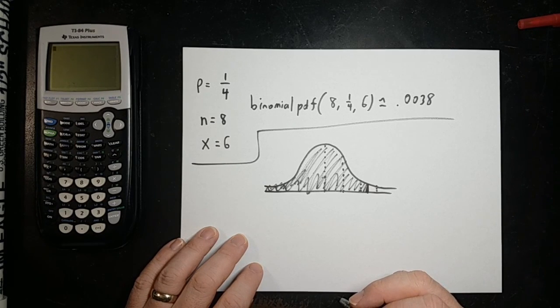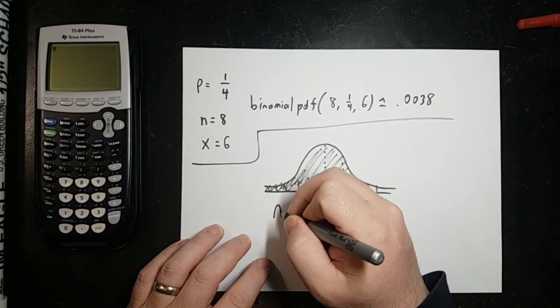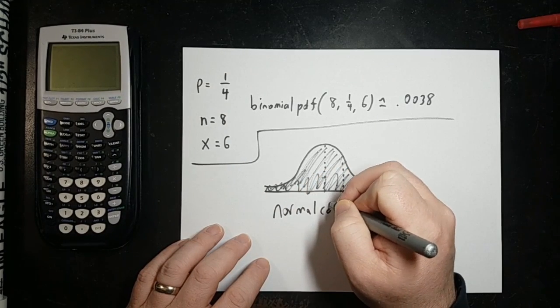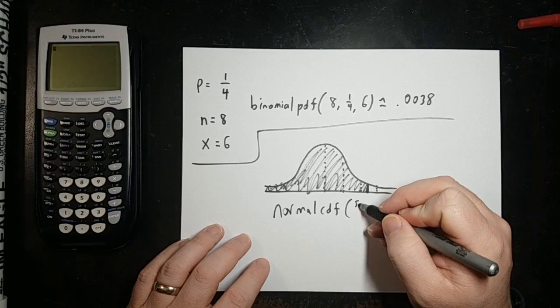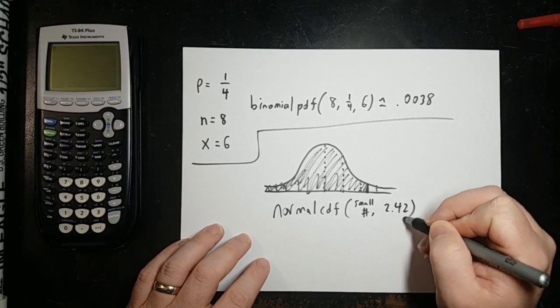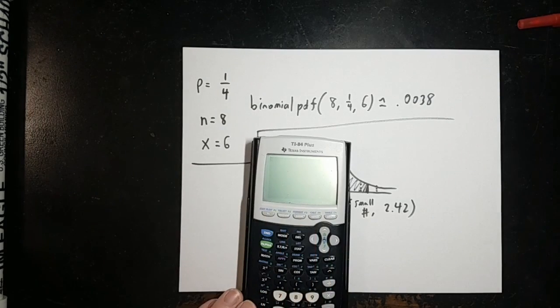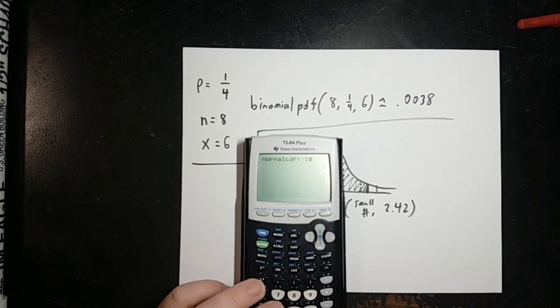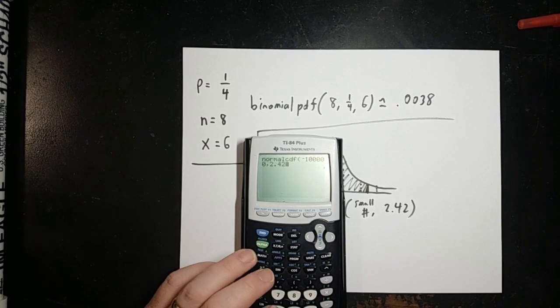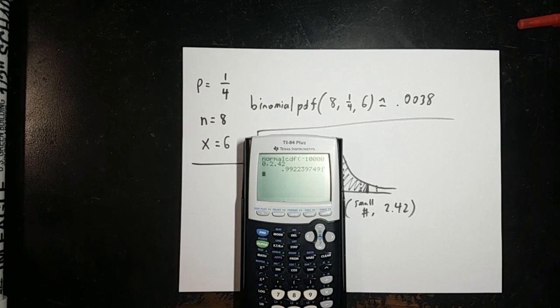So it basically comes down to two choices. Is it 0.992 or is it 0.862? If you do normal CDF with just 2 inputs, normal CDF automatically assumes that you're typing in z-scores. Normal CDF, small number, comma 2.42, 0.992. 61% of you got this right.